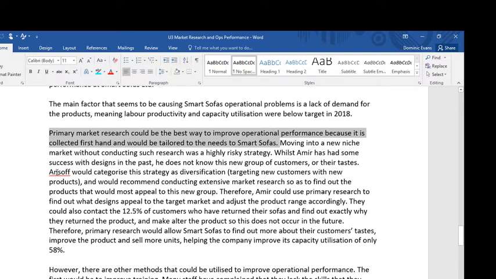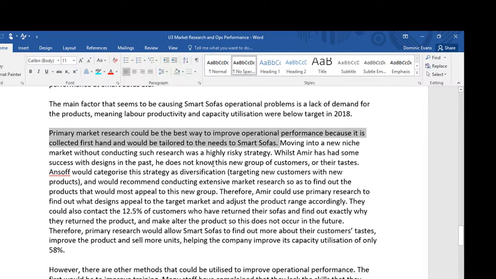Okay, so at AS you don't learn about Ansoff, it's an A-level concept, but you can see that they're targeting new customers basically, and it's not very wise to start targeting new customers without knowing much about them. So even if you don't know what Ansoff is, hopefully at AS you can read between the lines and pick that up. Therefore, Amir could use primary research to find out what designs appeal to the target market and adjust the product range accordingly.